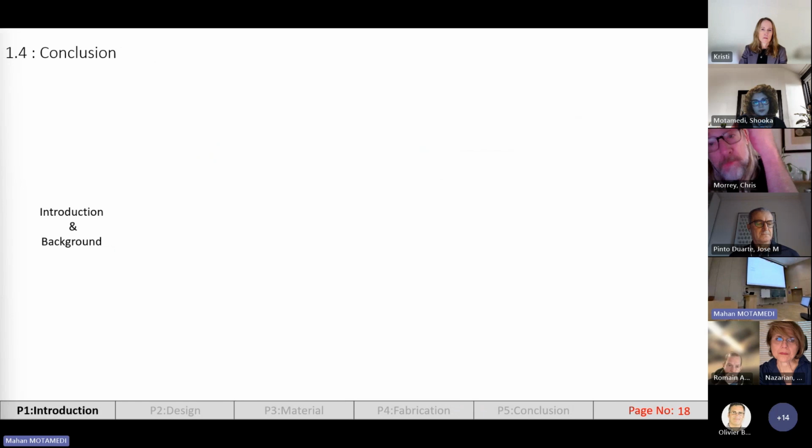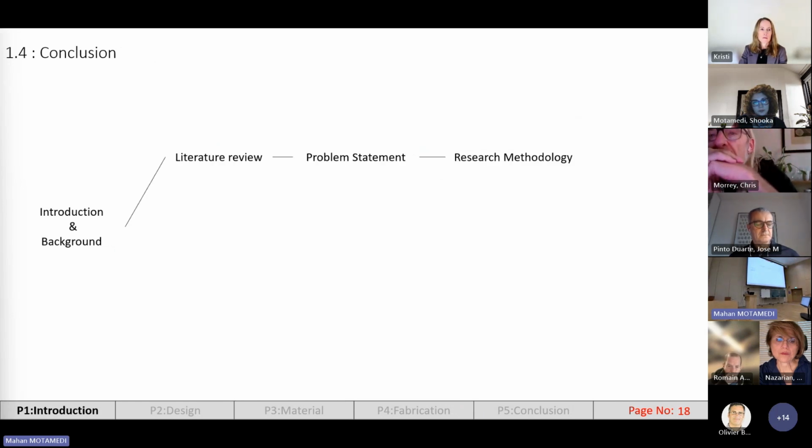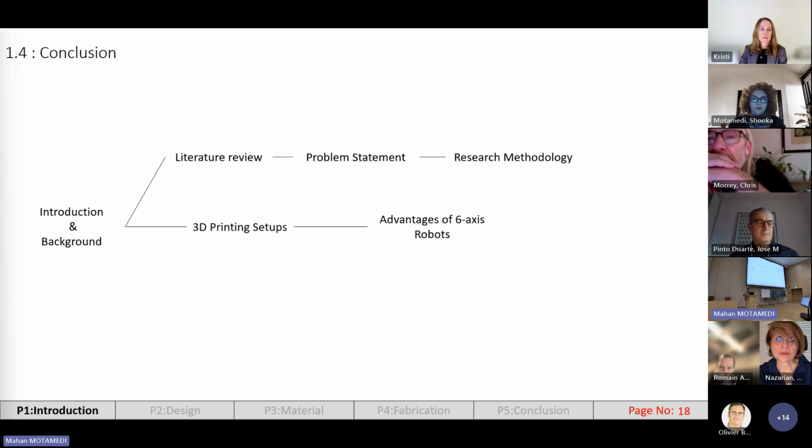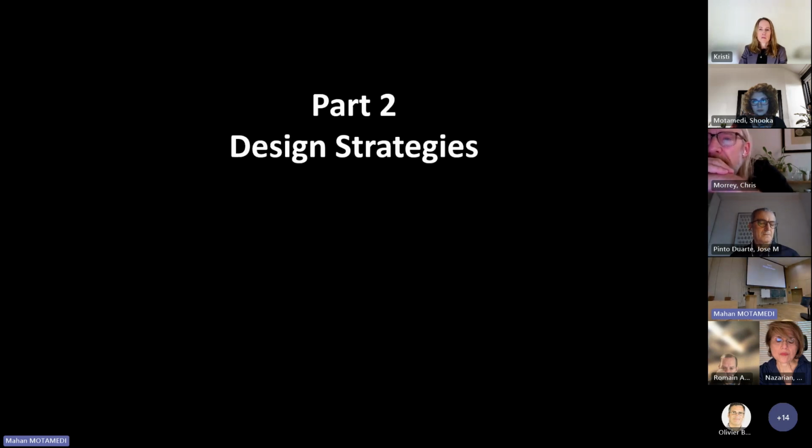So as a conclusion for the introduction, first we introduce the literature review and problem statement and our methodology. And then we introduce the 3 available 3D printing setups and the advantage of using the 6-axis robot. And then we introduce the 5 different 3D printing regimes.